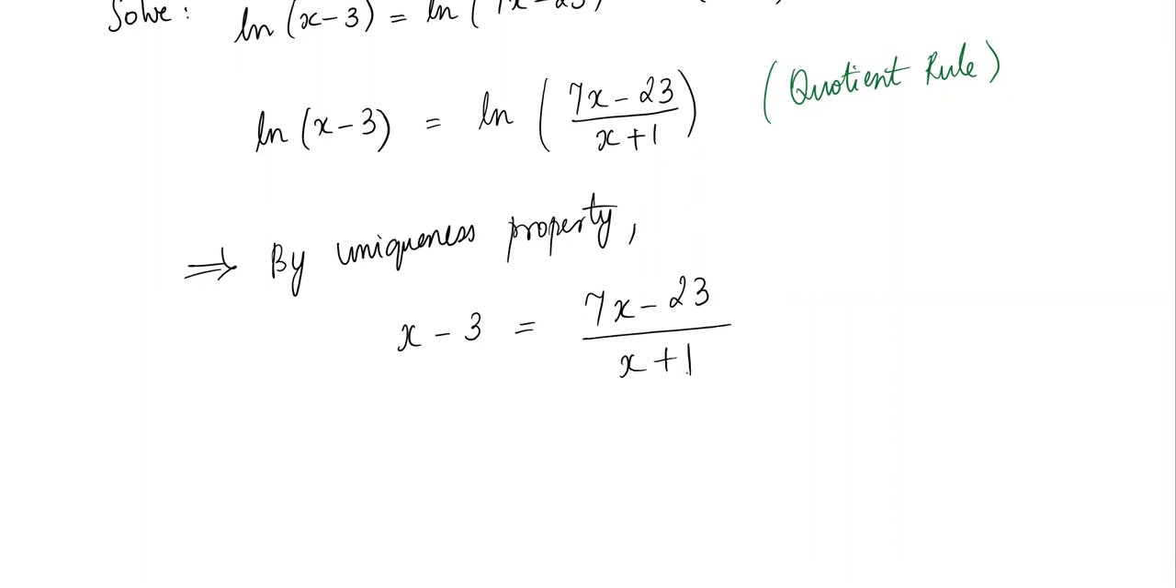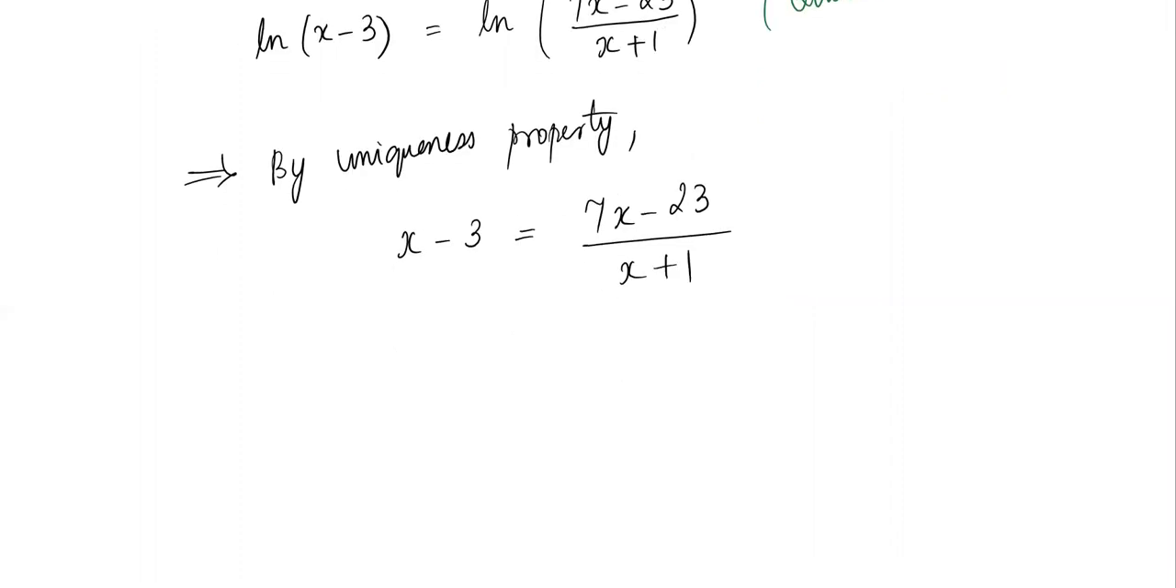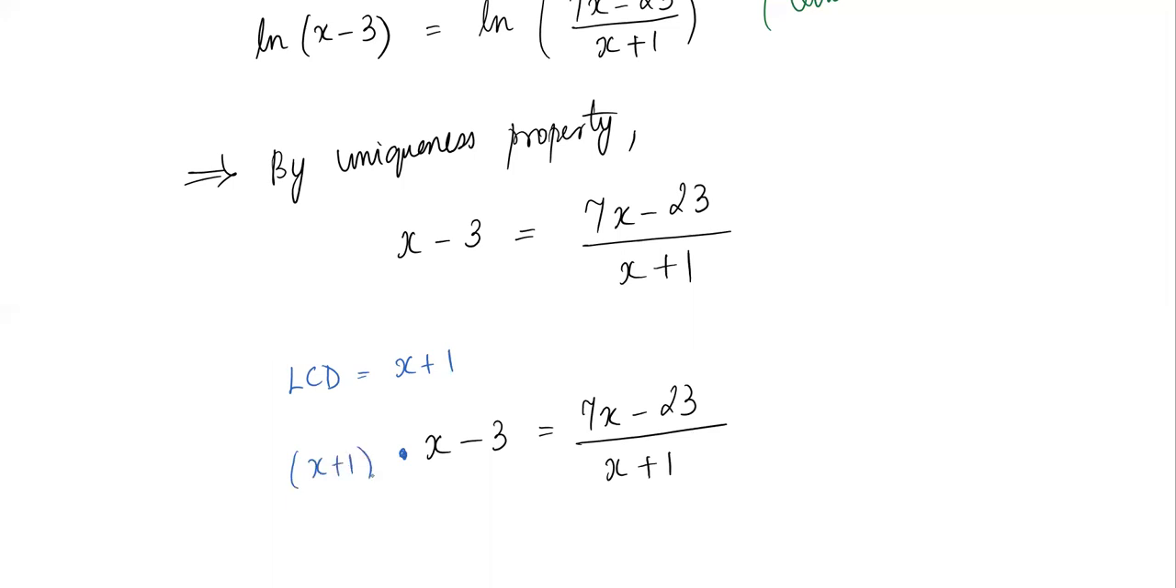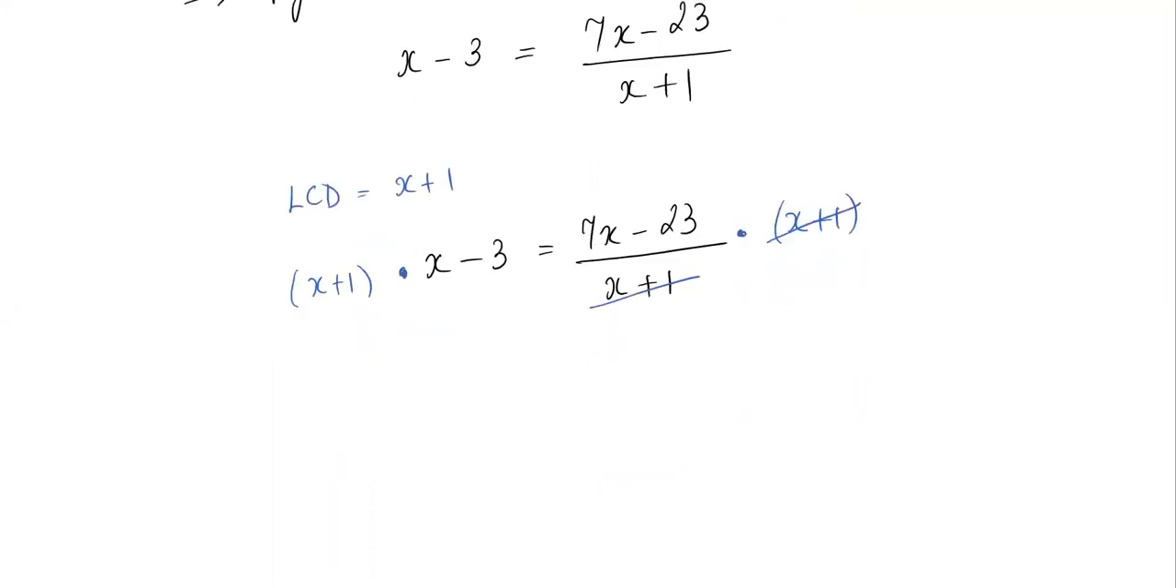Okay, now you have a rational setup here. So remember to clear your denominator by multiplying both sides by the LCD. So the LCD here is x plus 1. So multiply both sides by x plus 1 to eliminate the denominator. So you do the same thing on both sides, and the purpose is to eliminate that.